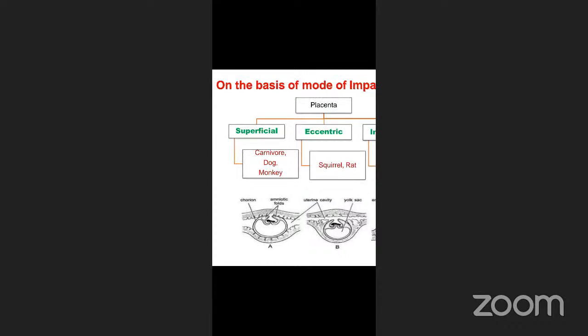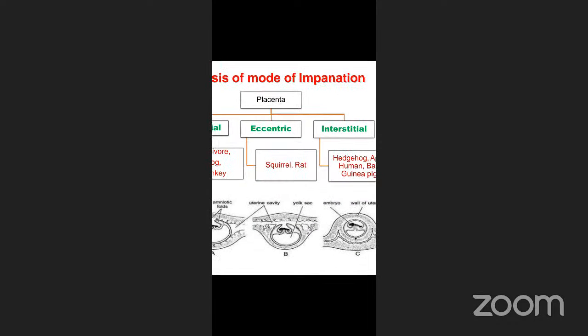Here, if you see the structure, the outermost membrane is the chorion. That chorion is in direct contact with the uterine cavity. That kind of thing is called superficial implantation. And then there is eccentric implantation, where the chorionic sac lies for a time in a fold or a pocket, which closes off from the main cavity. So here the yolk sac is in the pocket. It is inside, and there is a separation from the uterine cavity.